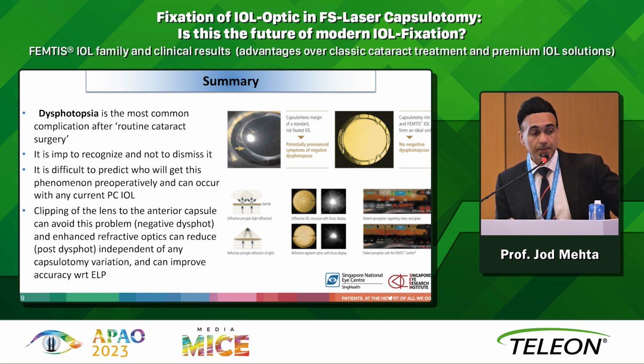Clipping of the lens to the anterior capsule can avoid this problem, both with negative dysphotopsia and enhanced refractive optics, and reduce positive dysphotopsia itself, independent of capsulotomy variation, and it can improve the accuracy of your effective lens position.